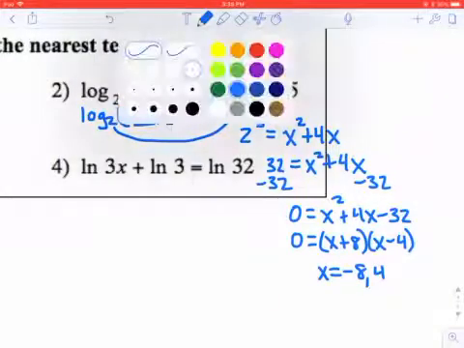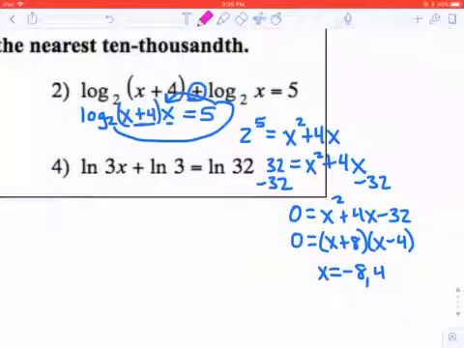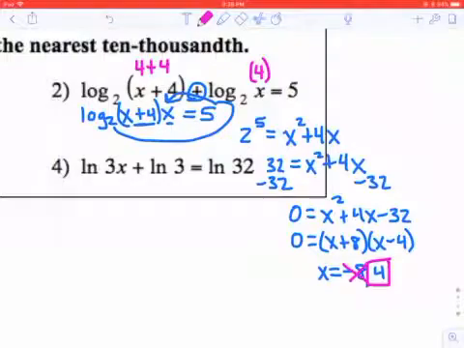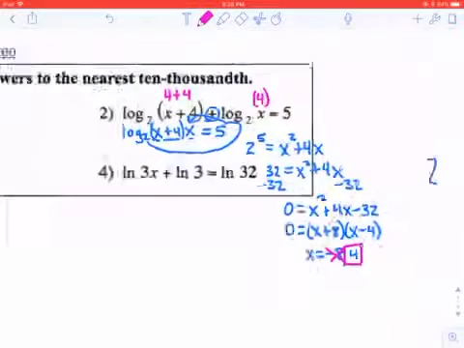But as always, we have to check our answer. So let's see about negative 8. If we plug negative 8 plus 4 back into our equation, that would give us a negative. So that won't work. And if we plug 4 back in, we get 4 plus 4, and then 4 over here. So those both work. So we get 4 for x.